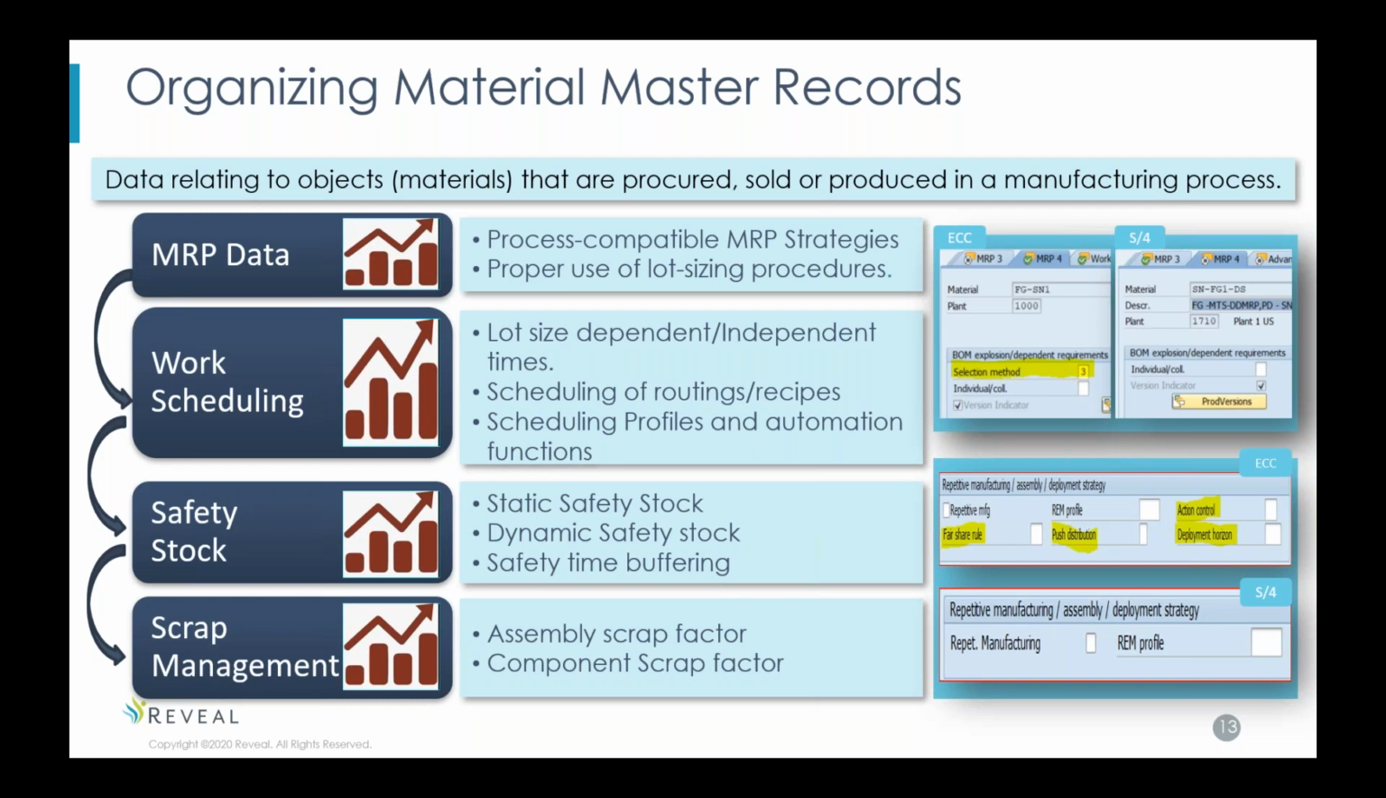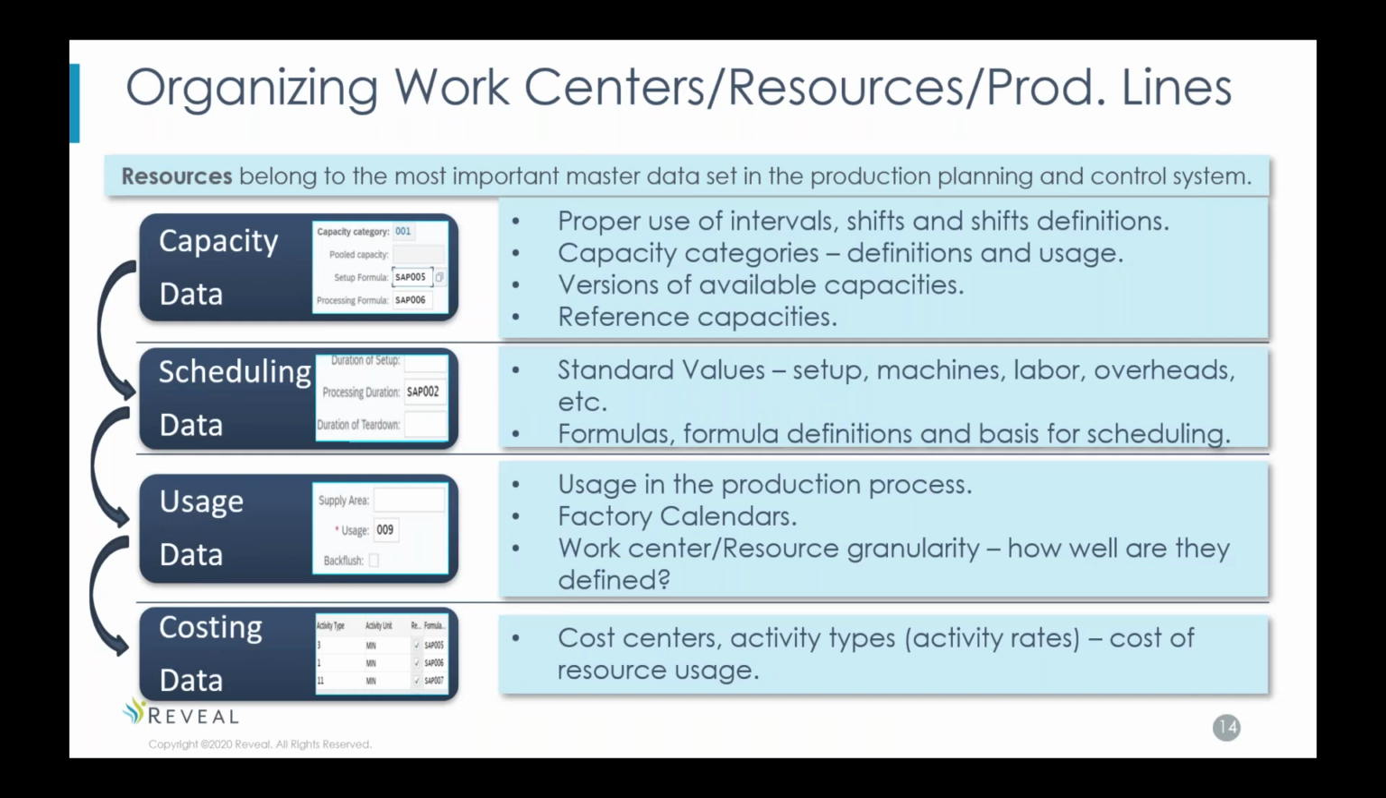So I'll go ahead and talk about our work centers as well. We know, certainly from a production planning perspective, that this is one of the most critical data objects, right? So we should be asking ourselves some very important questions. How well are these work centers, resources, or production lines, depending on the environment that you work in, how well have they been maintained? Have your intervals, the shifts and shift definitions been maintained? Are they being maintained correctly? Are you using the right standard value keys with the right standard values? Have you maintained the right capacity categories for those work centers?